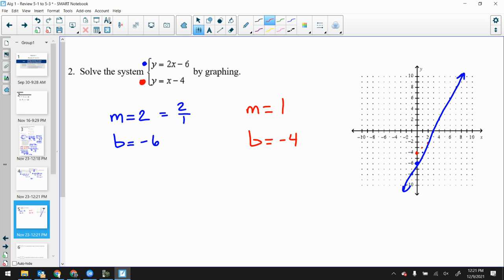And look at that, I found where they intersect. You know, I could keep going making some points, but I don't need to. I have found the location of their intersection point. That location is 2, -2.